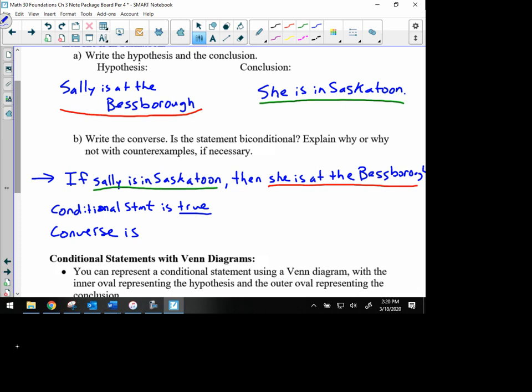So this is our converse right here. Is that true? Well, if she's in Saskatoon, then she is not necessarily at the Besborough, right? So what's a counterexample? And that's even mentioned in the question here. What's a counterexample to that? Well, wherever you are right now. If you're in Saskatoon, maybe at your house, or me right now, I'm recording this at the school. I'm in Saskatoon, so Sally could be at any number of those locations. Those are all counterexamples. So we'll mention one of them after we write down the fact that the converse is false.